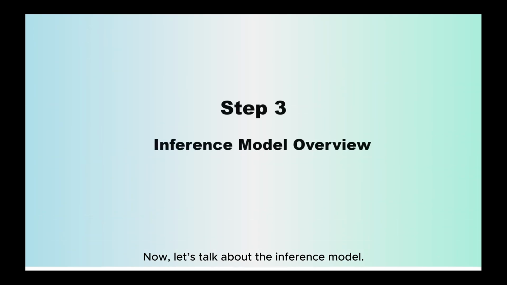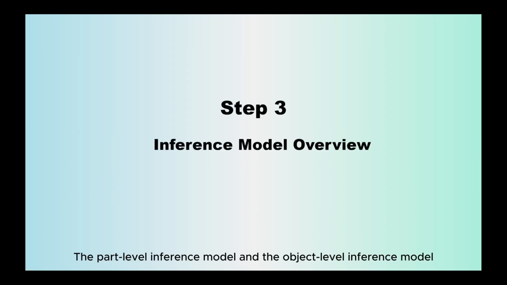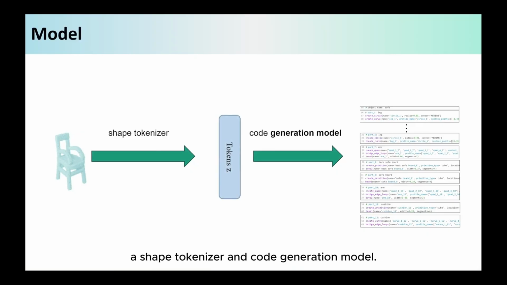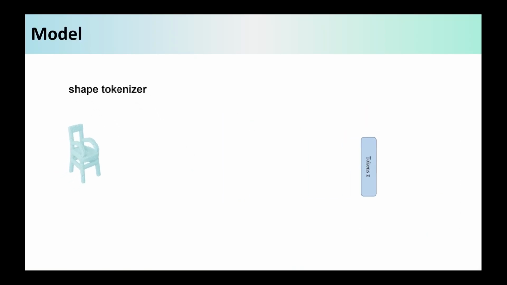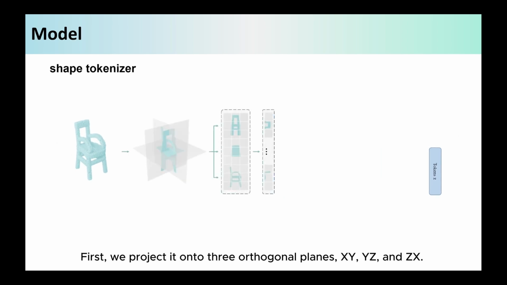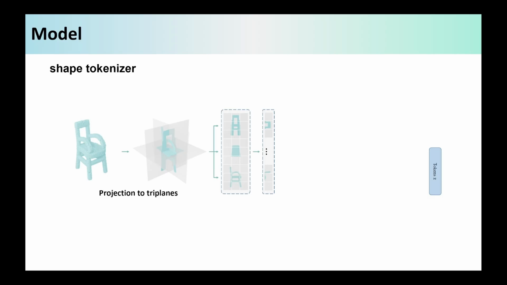Now let's talk about the inference model. The part-level inference model and the object-level inference model are actually within the same architecture. They are composed of 2 components, a shape tokenizer and a code generation model. We start from 3D point cloud. First, we project it onto 3 orthogonal planes, xy, yz, and zx.